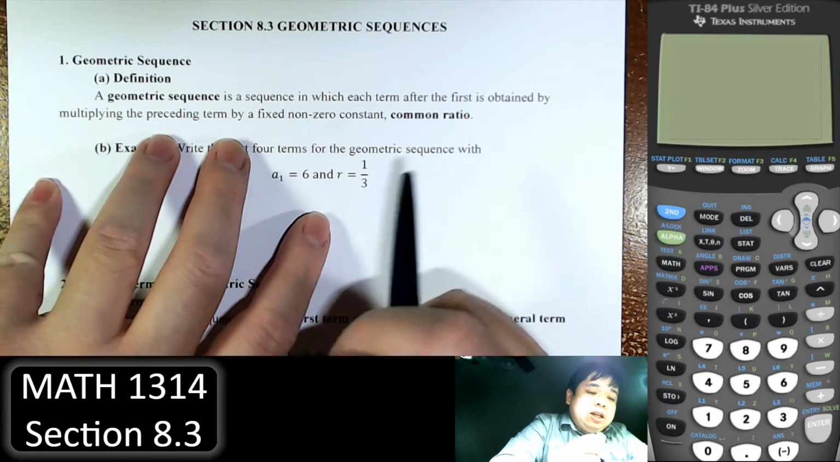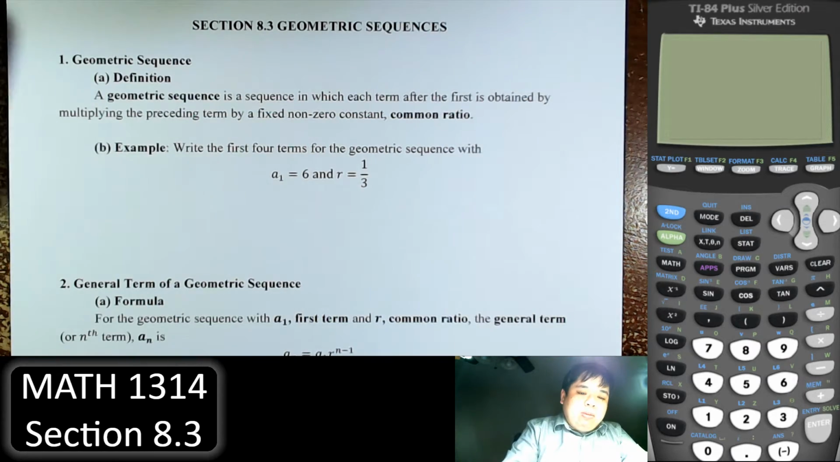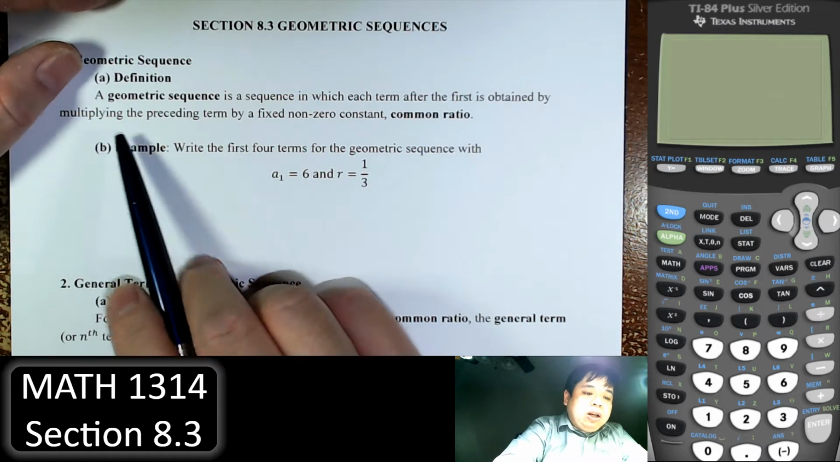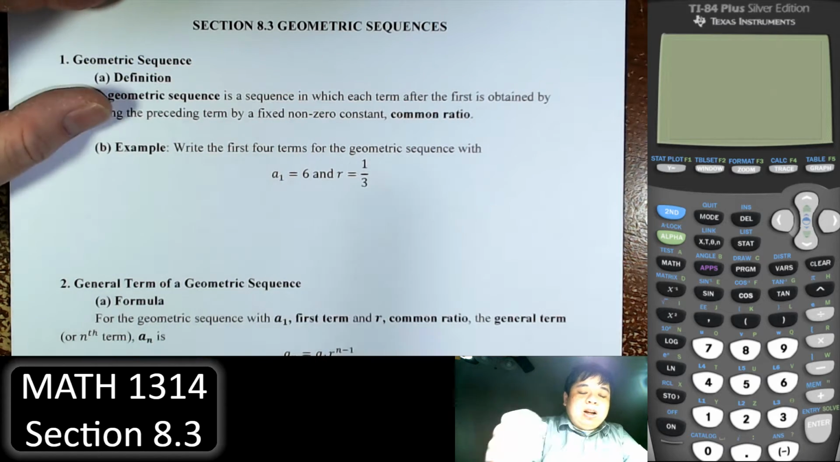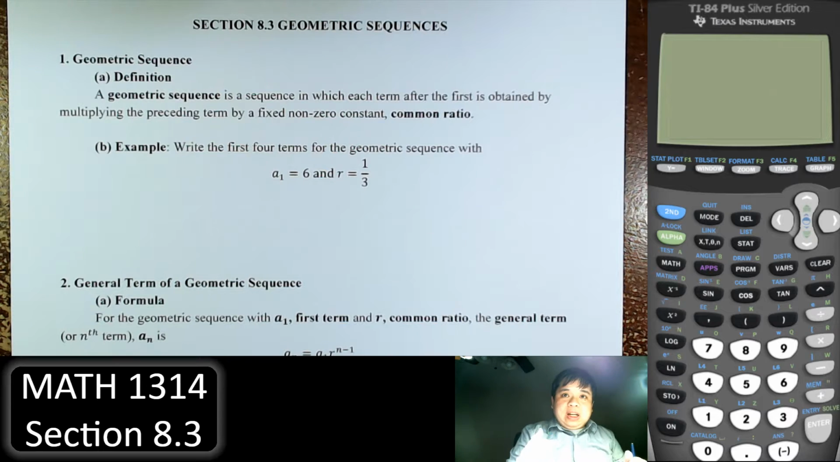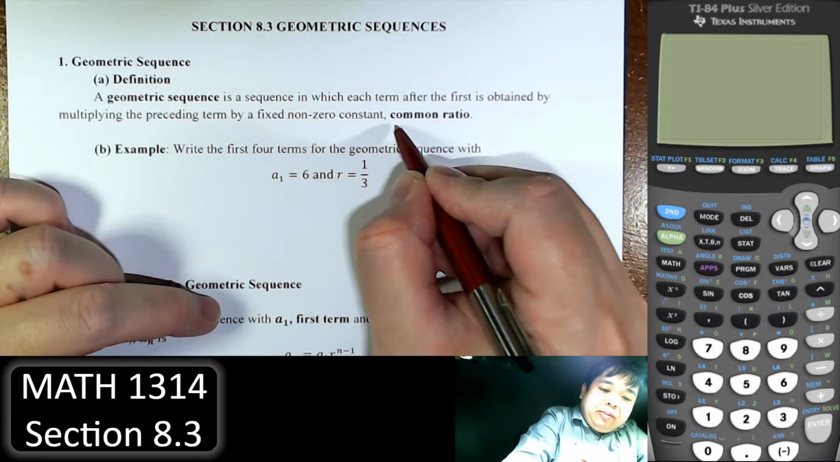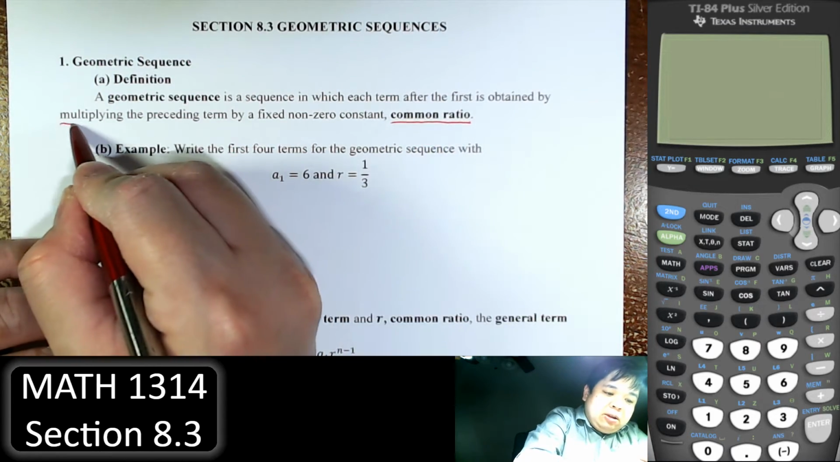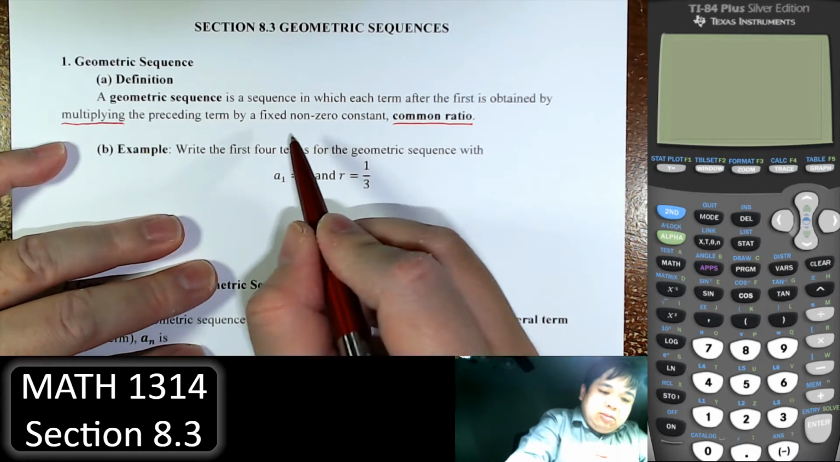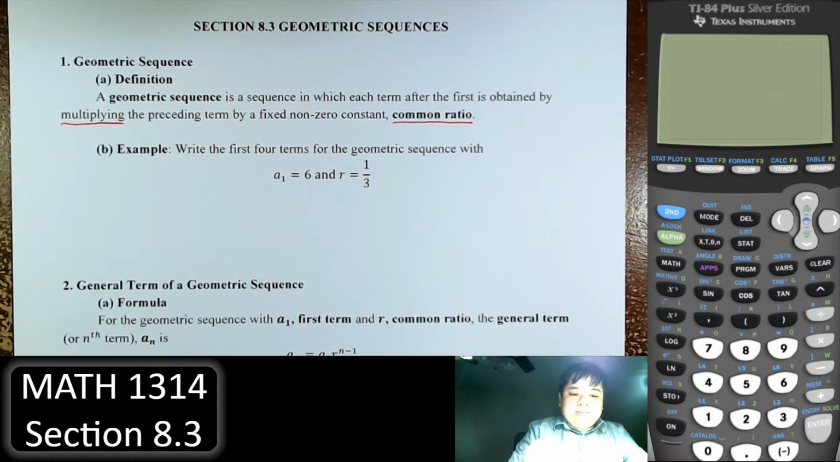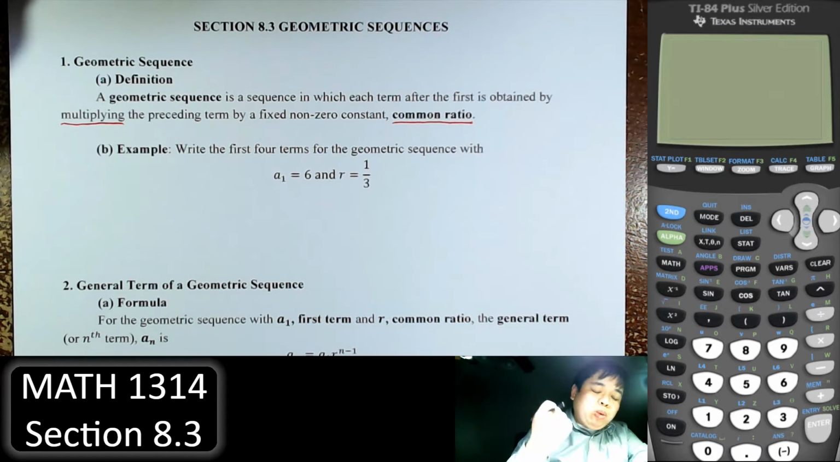A geometric sequence is a sequence in which each term after the first is obtained by multiplying the preceding term by a fixed non-zero constant. So this is like an arithmetic sequence, but instead of adding a common difference to get to the next term, we multiply the term by a common ratio to get to the next term. So we don't have any formula for that, but it's better to do it without a formula.